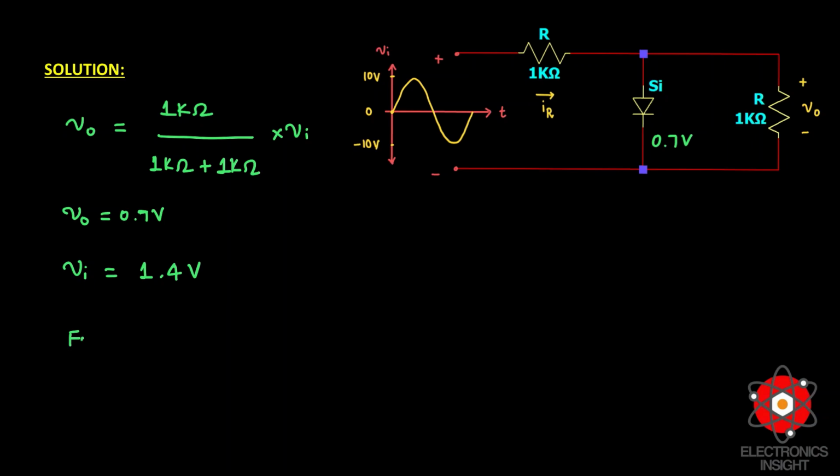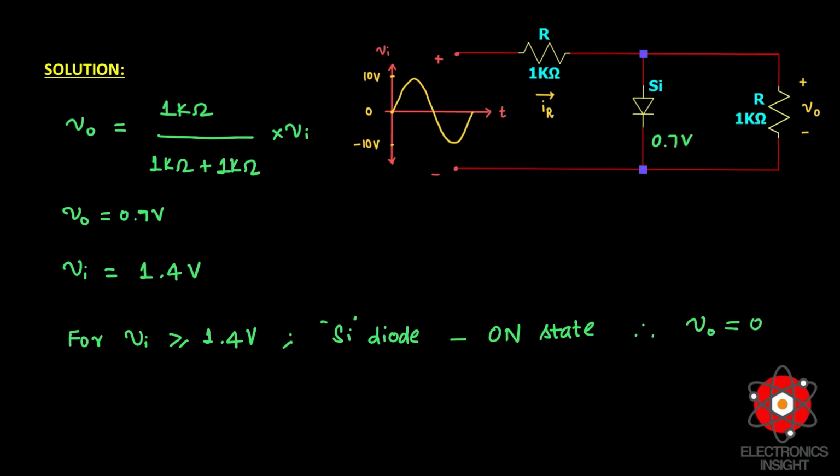And for input voltage greater than or equal to 1.4 volt, the silicon based PN junction diode will enter into on state. And therefore V0 will be equal to 0.7 volts. And similarly for Vi less than 1.4 volt, my silicon diode will not be in on state. Instead, it will enter into an open circuit state.